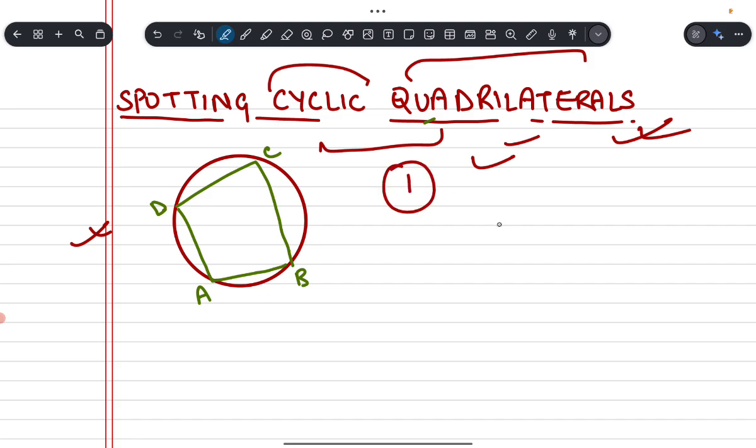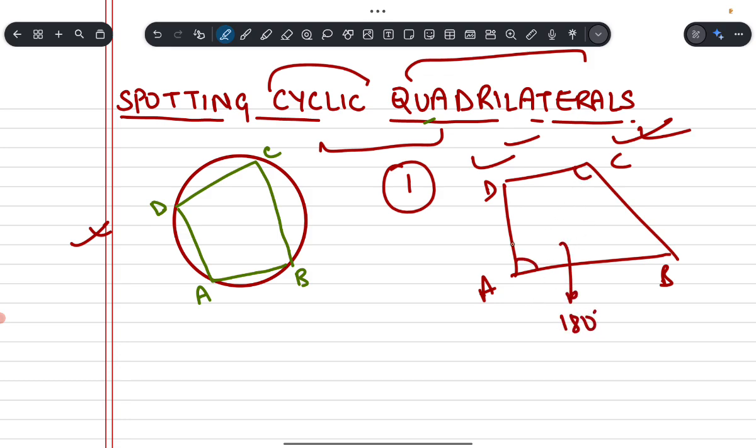So the first thing that we observe if you don't have a circle is in a quadrilateral, let's say this is a quadrilateral ABCD, if the sum of the opposite angles adds up to 180, this and this, D and B, or angle A plus angle C is 180, then the quadrilateral is cyclic. So you don't need to have a circle. You don't need to observe whether A, B, C, D are lying on a circle or not. If this is happening, then the quadrilateral is cyclic.